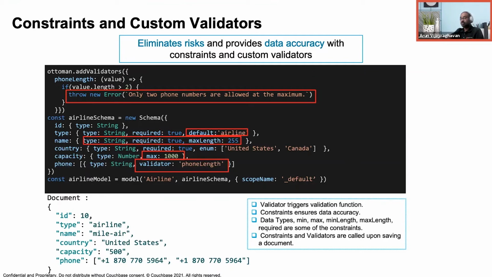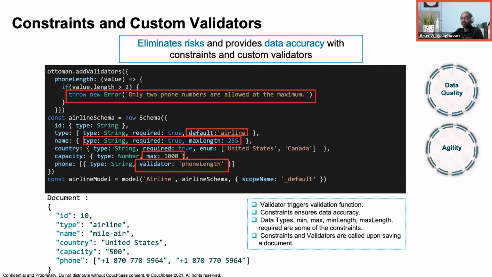For instance, you might want to declare a field which is an array of strings and restrict its length. You can do this by creating a custom validator function, associating it with the field using the validator keyword. In this example, we don't want the user to provide more than 2 phone numbers. The way you restrict this is by using a custom validator. Constraints and validators are evaluated automatically every time a document is saved. Both custom validators and constraints bring data quality and agility to the table.